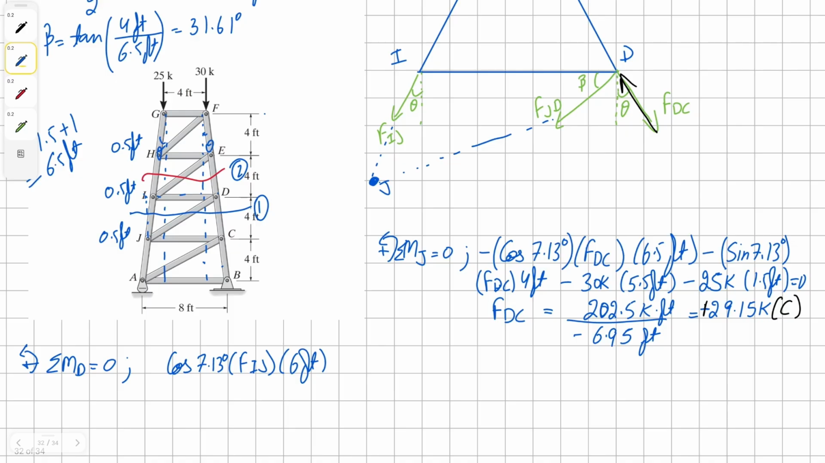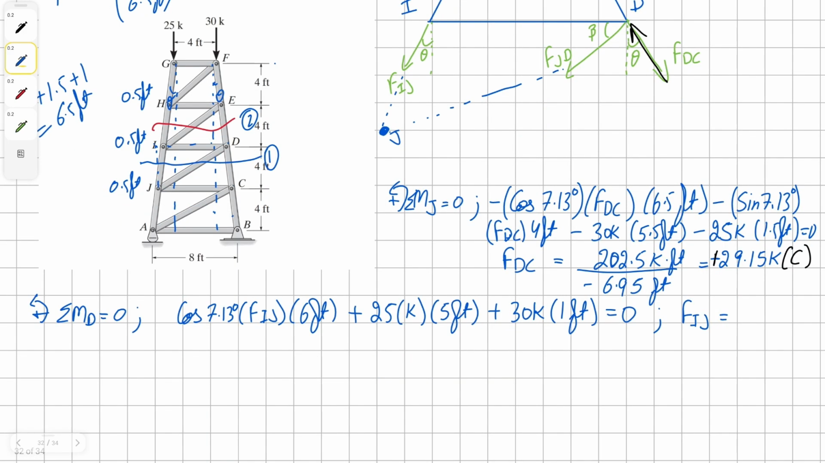Our 25K is counterclockwise, and it's 5 feet away. Then we have counterclockwise 30K, and it's 1 foot away. All equals to 0. Solving for IJ, we get our solution as negative 26.03K. Negative means we assumed our vector in the wrong direction. Switching it over will give us a positive solution and also tells us that this member is in compression.